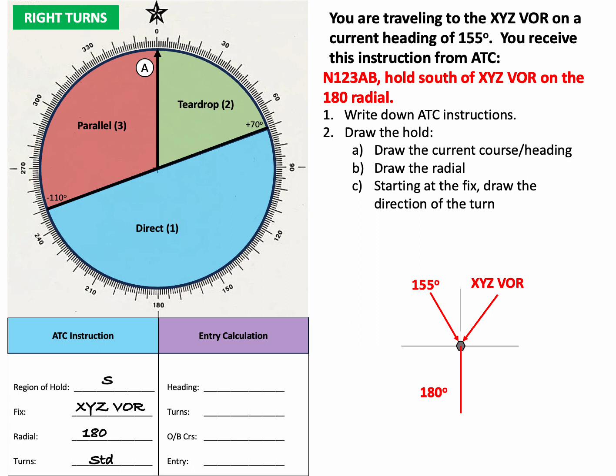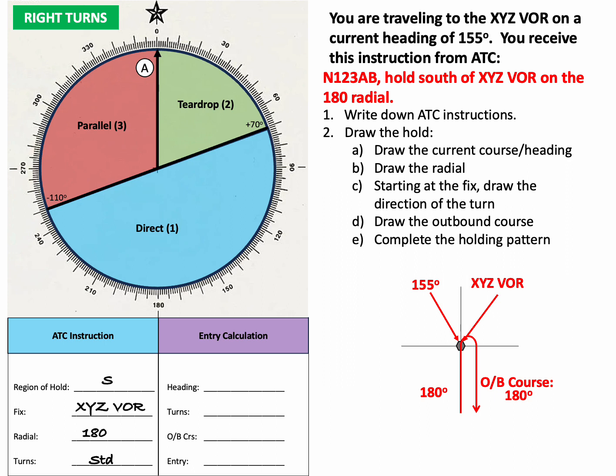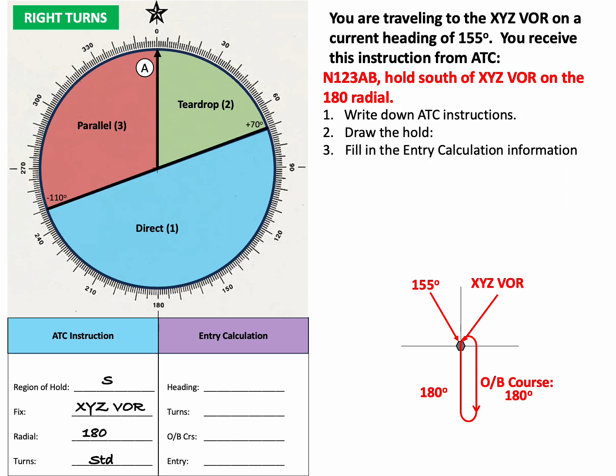Now, starting at the fix, draw the direction of turn, in this case, right turns. Next, draw and label the outbound course. And then, add the last turn to complete the holding pattern. Now that you have a diagram to visualize the hold, we can start our entry calculation.